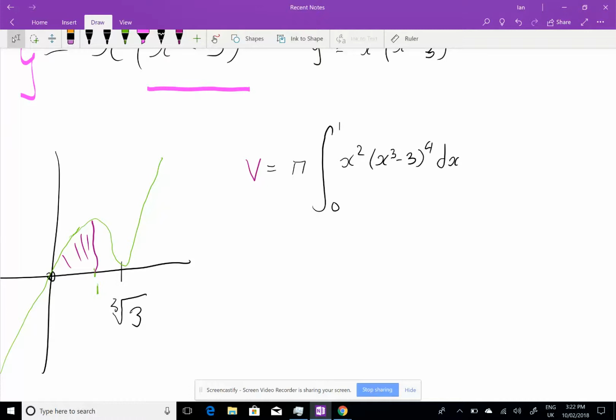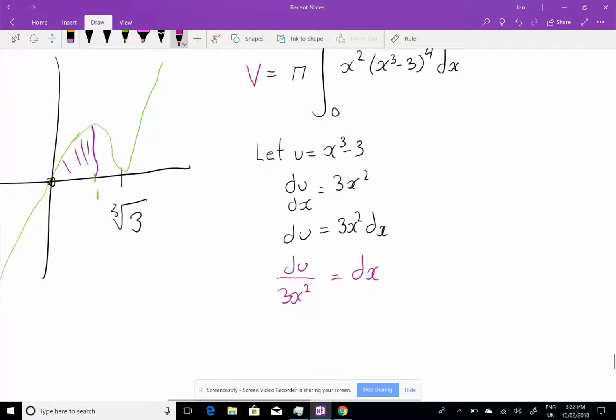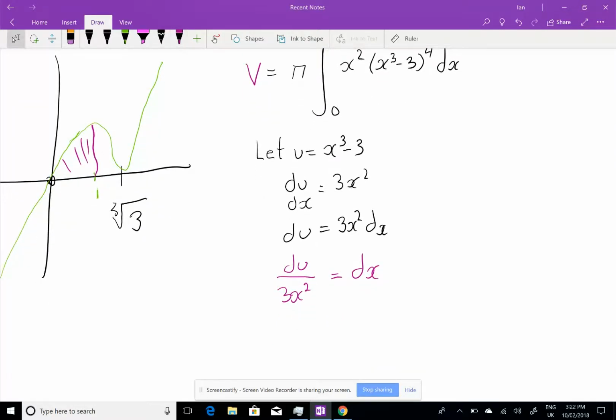Righto. So what are we going to let u equal? Well, obviously what's inside that parenthesis. So let u equal x cubed minus 3. So du dx equals 3x squared. Therefore du equals 3x squared dx, which is what I go with. But for the people who are doing it, they're going to write du on 3x squared equals dx, and they're going to sub that in. Okay, what else do we need to do? We need to find out what u equals when x equals 1 and 0.